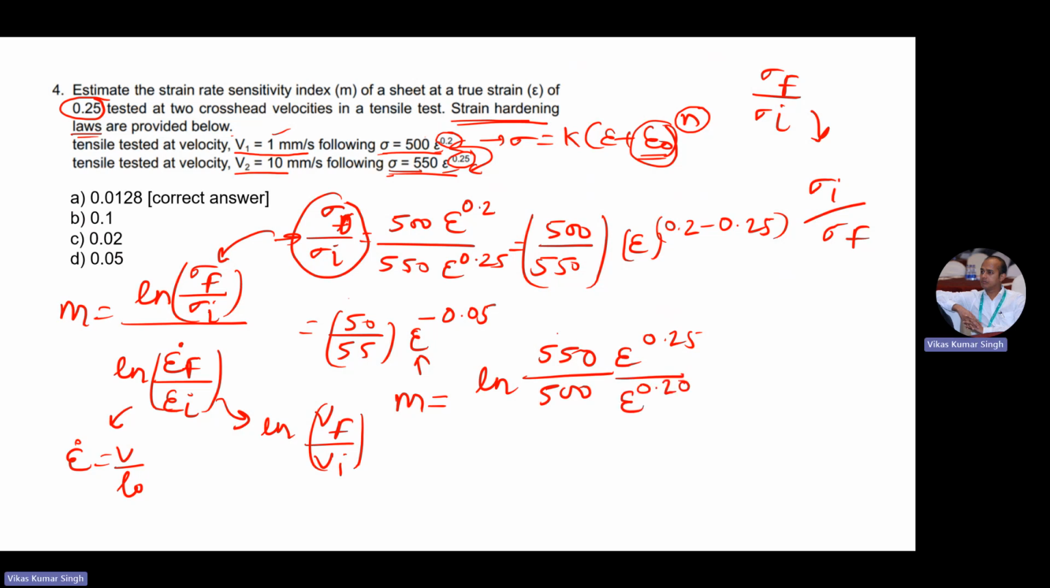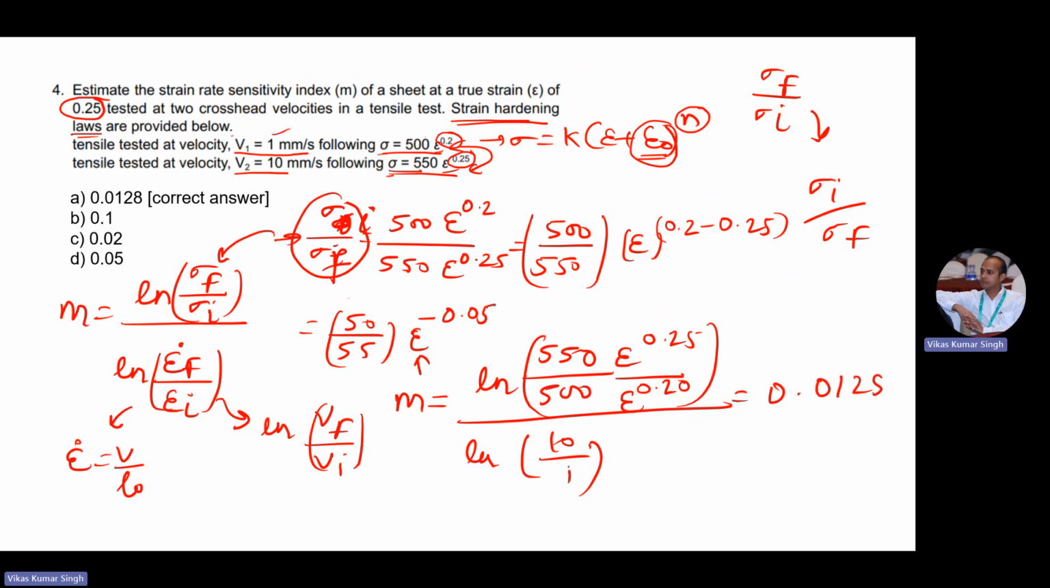Okay, 20. So this is the top part, and here I'm just correcting it. Here I have written this is L final, and here it is L initial. And now here ln V final is 10 and V initial is 1. So if you solve this, you will get the value of 0.0128. I have just calculated it. I suggest you also calculate, and then you will get it.